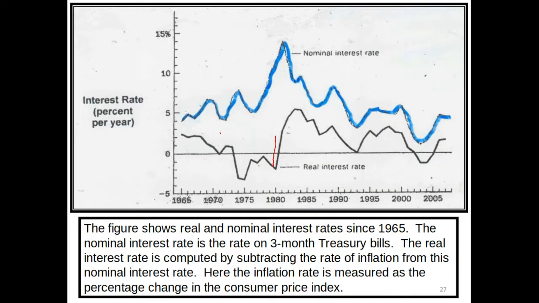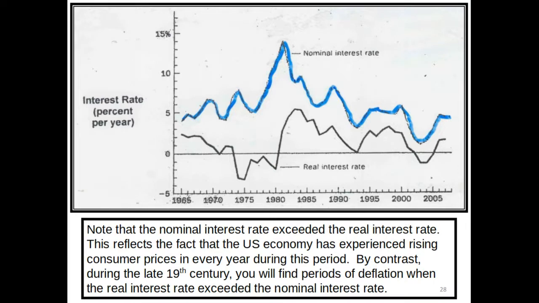This shows real and nominal interest rates since 1965. This is the nominal interest rate on a 3-month treasury bill, and the real interest rate, and you can see how they move. Nominal is going to be higher than real. This reflects that in the past, we have had inflation. We have had rising prices every year during this period. We did not have deflation at any point between 1965 and 2005.